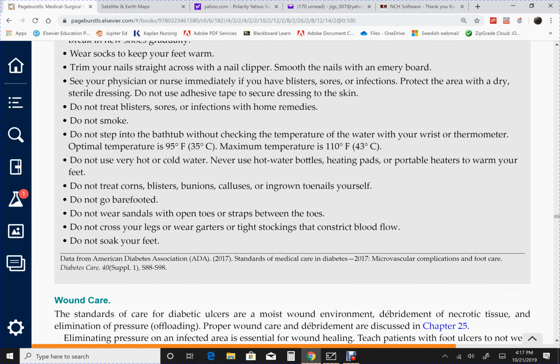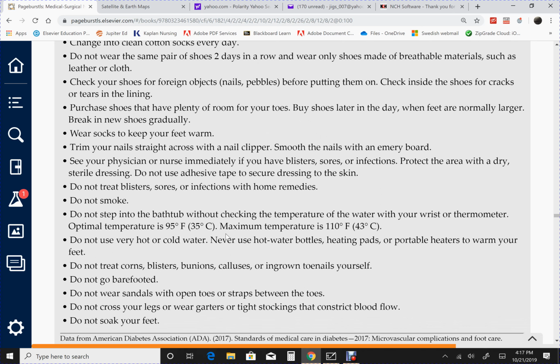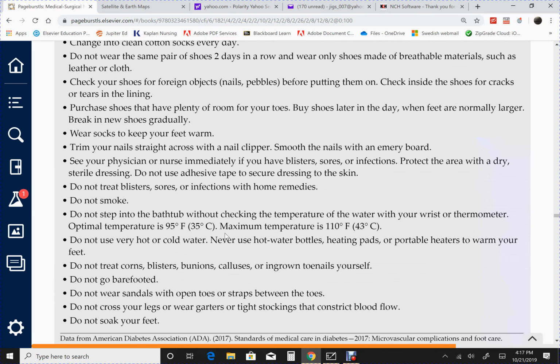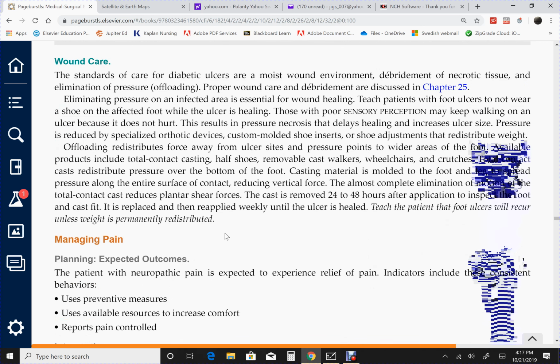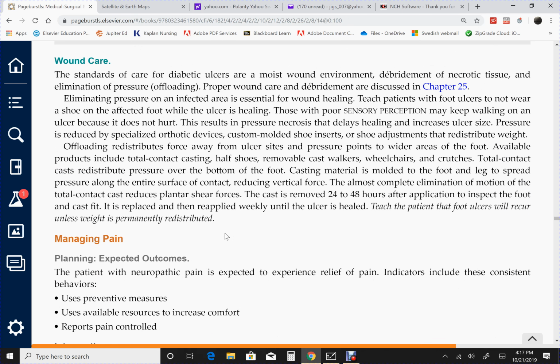I can choose any of these bullets on exam questions, because these are practical questions for foot care. Every nurse is expected to know how to teach patients how to properly care for their feet. Wound care: it's important that these patients, once they sustain injuries or wounds on their feet, have them cared for properly.